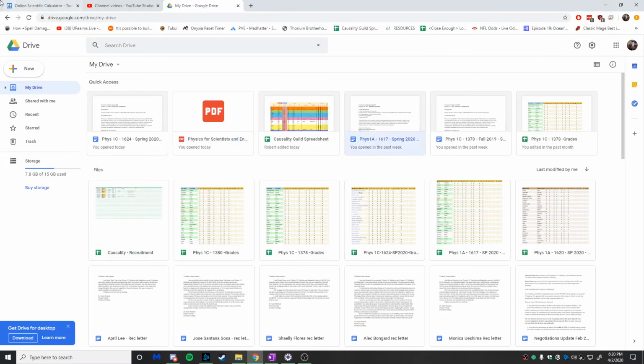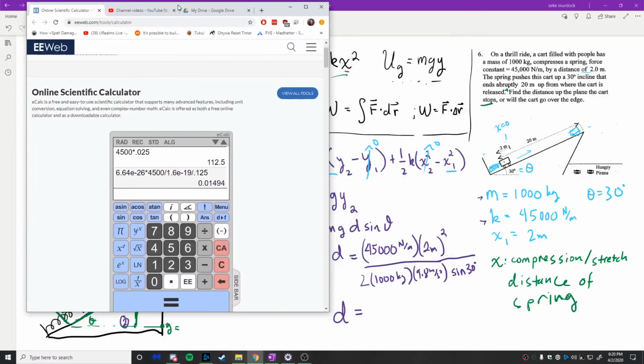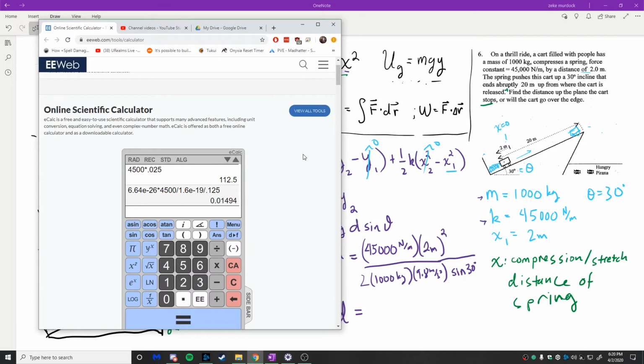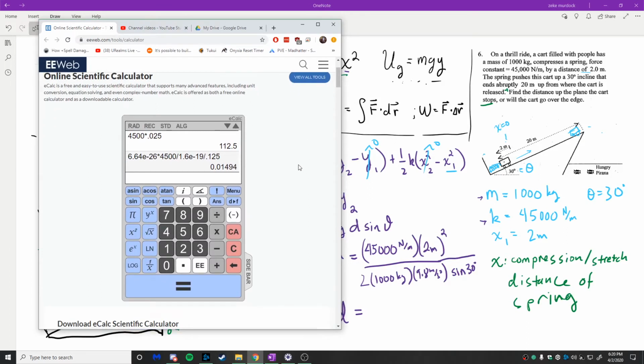We're going to use a different calculator tonight, one that doesn't suck. So using this calculator from EEWeb, in case you want to find this, I actually use this calculator to do homework and stuff because it's really good. All right, so we're calculating what D is, and it's 45,000 times 4, and then we just need to divide by 2, divide by 1,000, divide by 9.8, divide by, I'm not going to divide by sine 30, we're going to divide by 0.5. And that's our answer, 18.4.